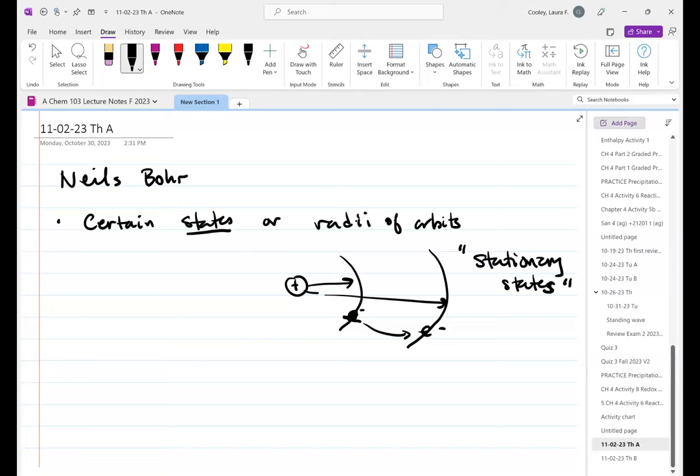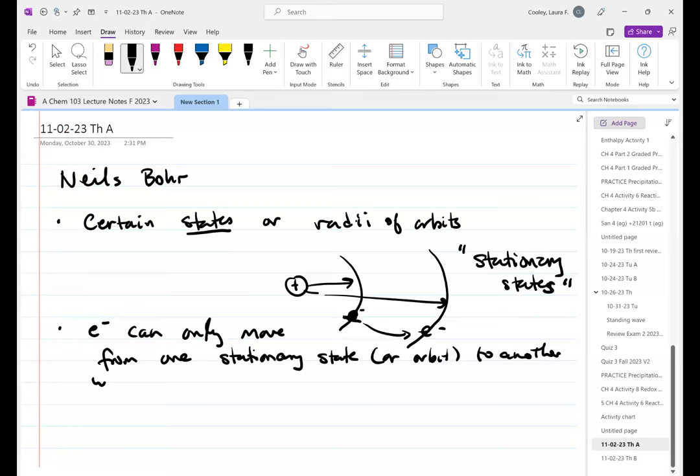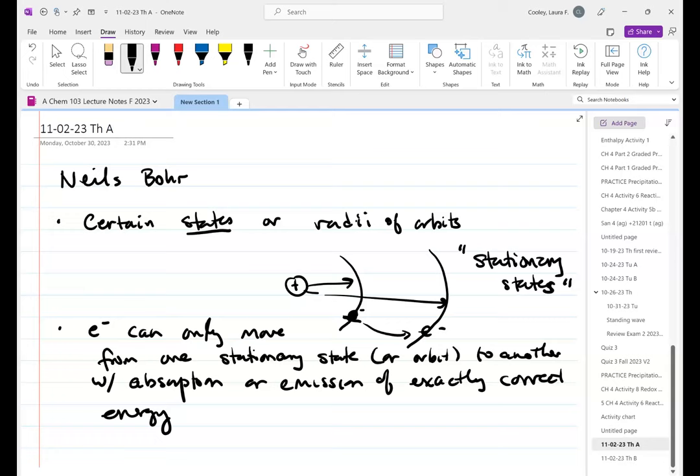Okay? So that was one of the conclusions, and there are a couple of others. An electron can only move from one stationary state or orbit to another with absorption or emission of exactly the correct energy. That would be the energy difference between the two states.